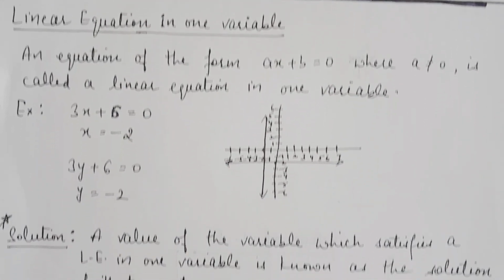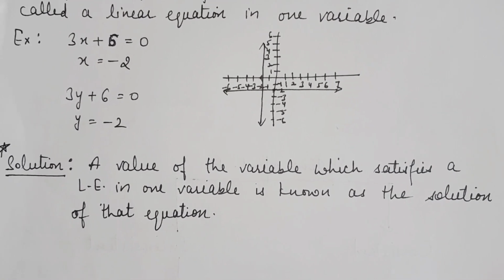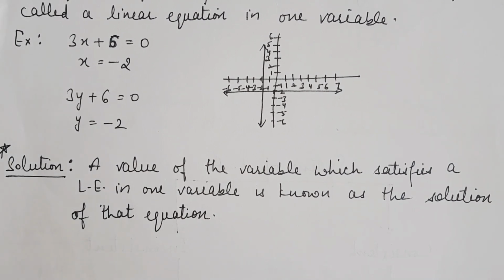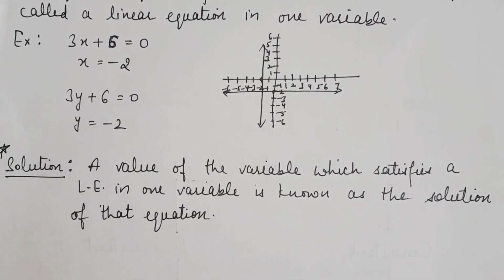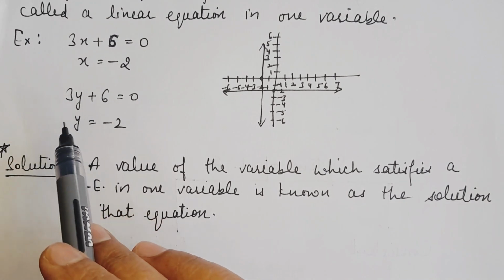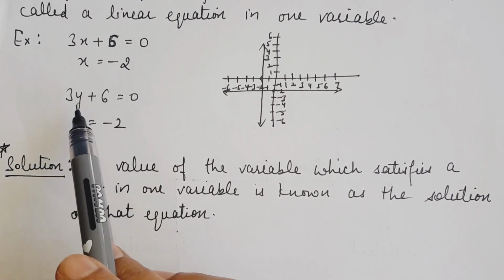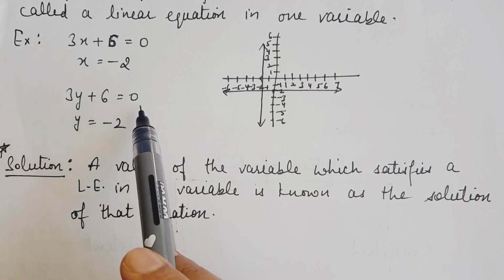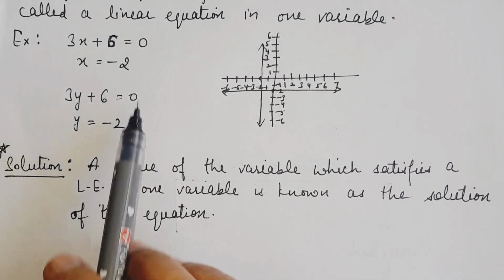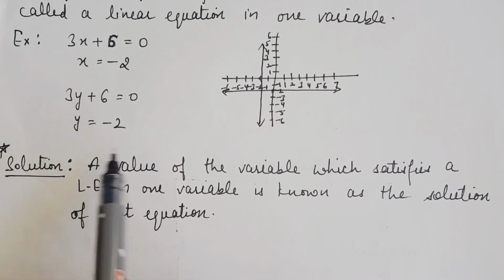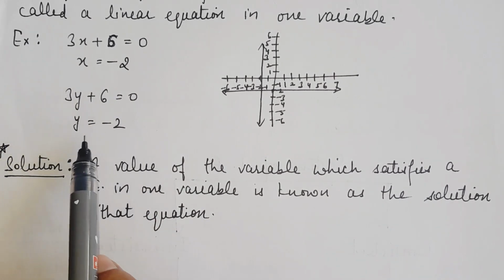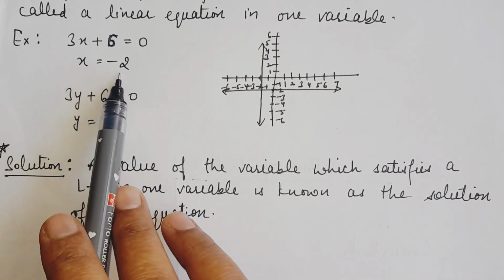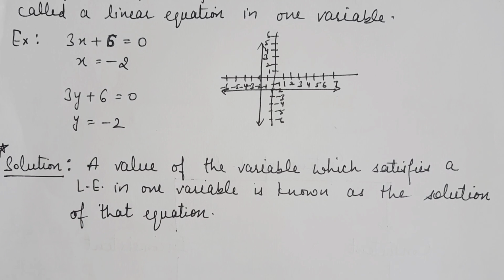Now what is the solution of a linear equation? A value of the variable which satisfies a linear equation in one variable is known as the solution of the equation. Suppose here if we put the value y is equal to minus 2, so 3 into minus 2 will be minus 6. So minus 6 plus 6 will be 0. So that means this value is satisfying this equation. So we will call this the solution of the equation. Here y is equal to minus 2 is the solution of this equation, and x is equal to minus 2 is the solution of this equation.